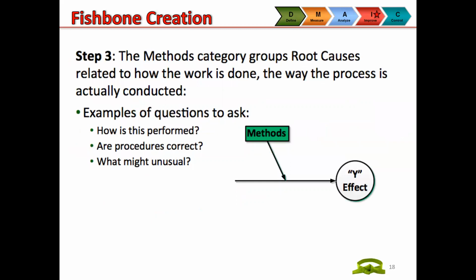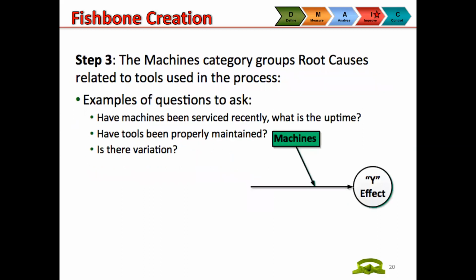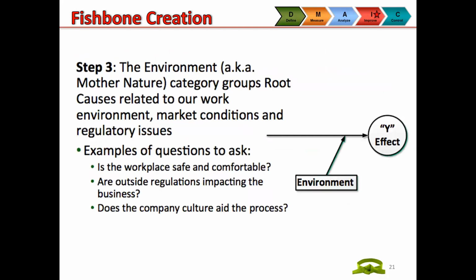And the methods category groups root causes related to how the work's done. How is it performed? Are procedures correct? What might be unusual? And materials: are bills of material current? Are parts or supplies obsolete? Are there defects in the materials? And you kind of just ask those kind of questions for each of the subheadings in order to build the fishbone. The environment, Mother Nature: is the workplace safe and comfortable?